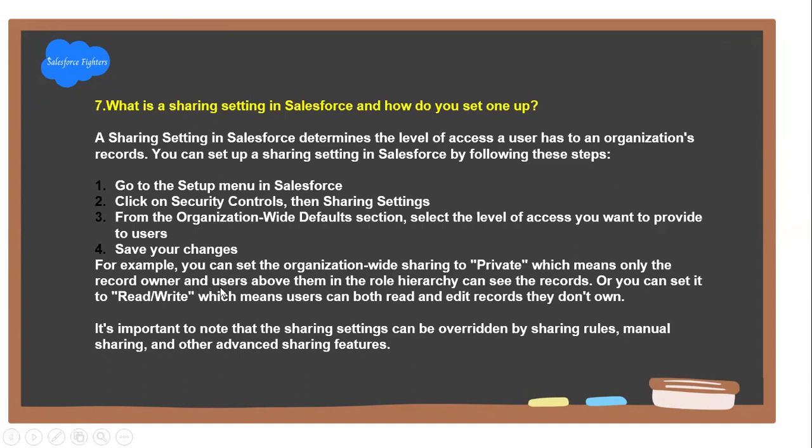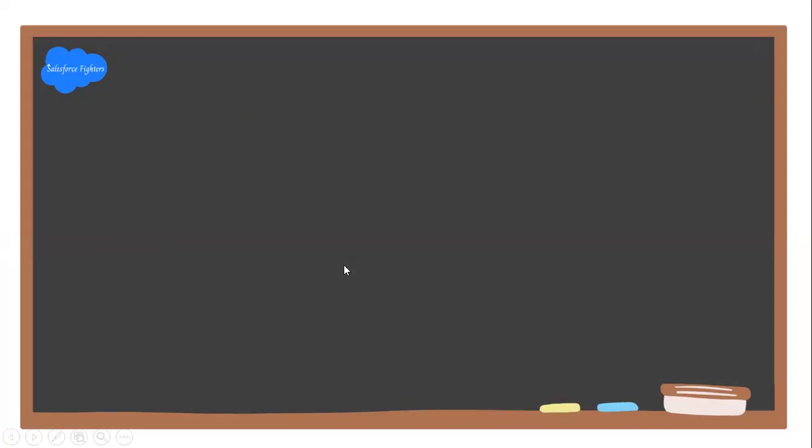For example, you can set organization-wide sharing to private, which means only the record owner and the users above them in the role hierarchy can see the records, or you can set it to read/write, which means users can both read and edit the records. It's important to note that the sharing settings can be overridden by sharing rules, manual sharing, and other advanced sharing features.